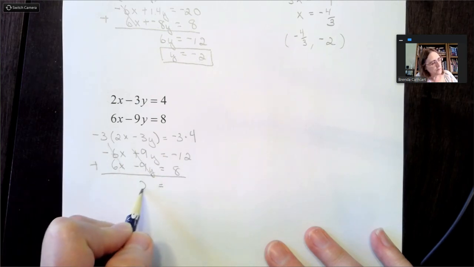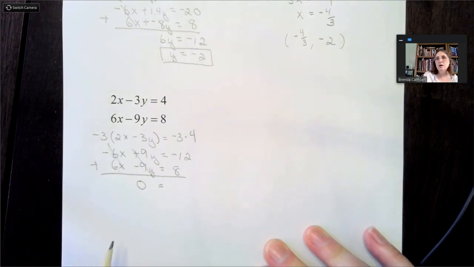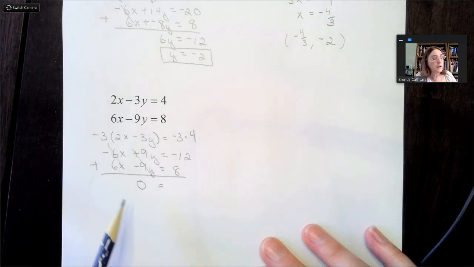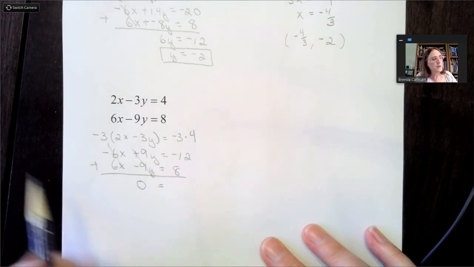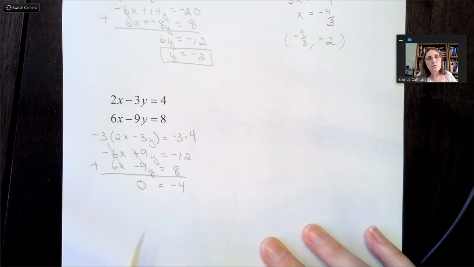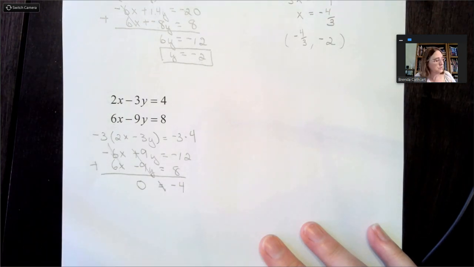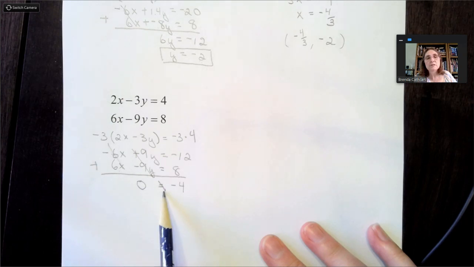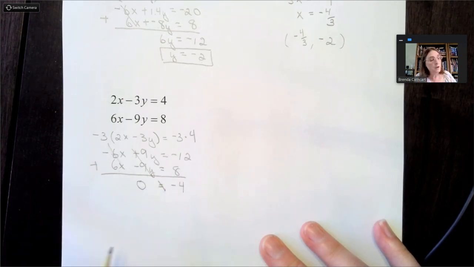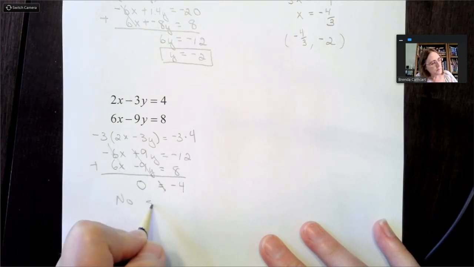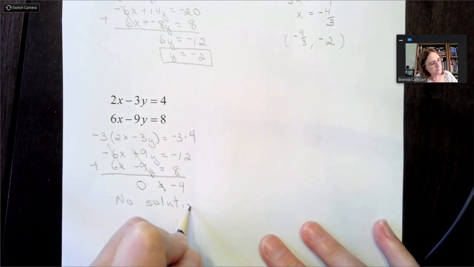The left side of our equation is just 0. Adding our right side, -12 plus 8 gives us -4. We end up with the interesting equation, 0 equals -4. It does not equal -4. This is not a true statement. So since 0 does not equal -4 and never will, this system has no solution.